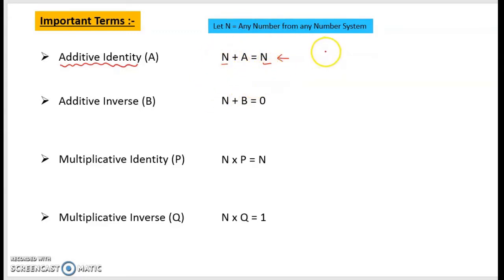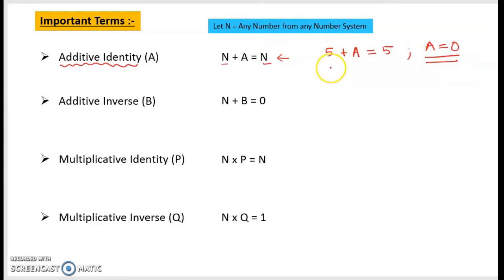For example, if let's say the number is 5, so what should be added to 5 so that the result is also 5? So it is very simple to answer here that a has to be 0. Hence, in all the cases, the additive identity will always be 0. We can take n as any number from any number system.